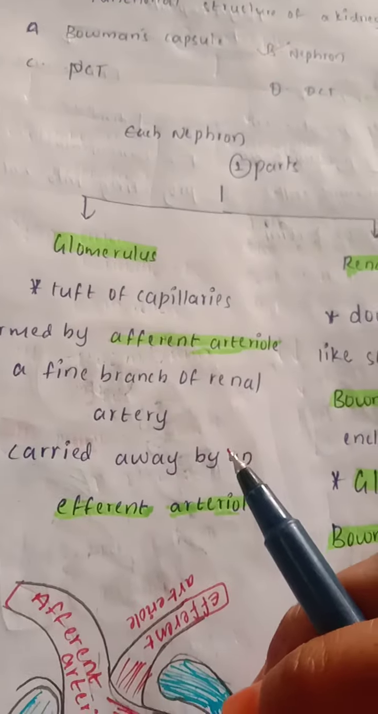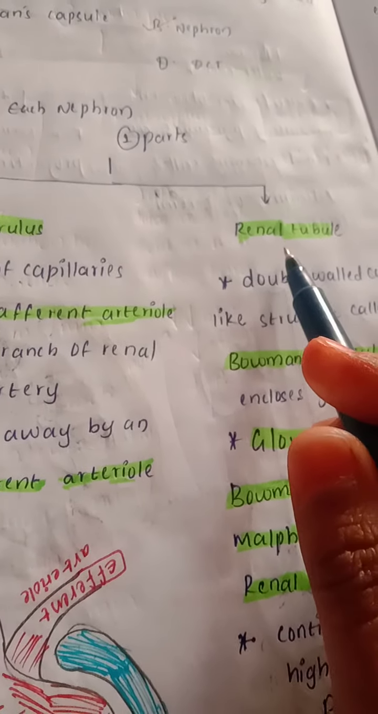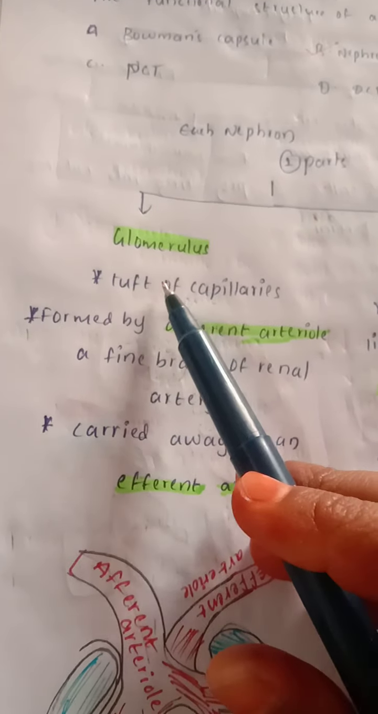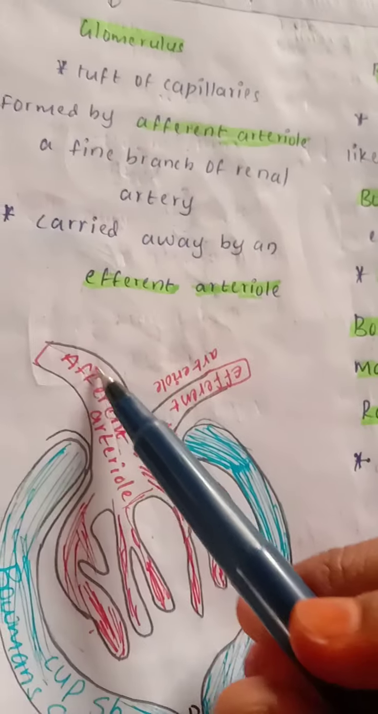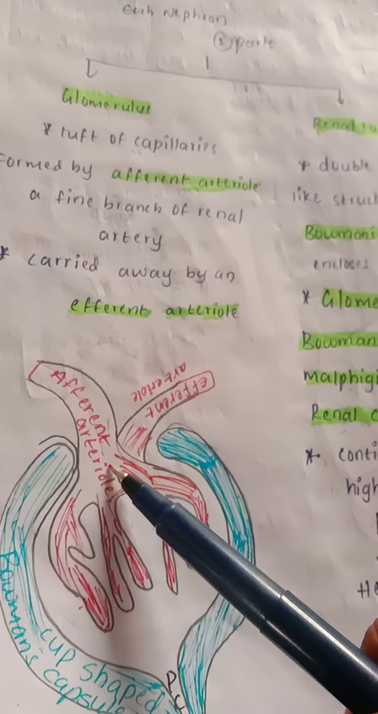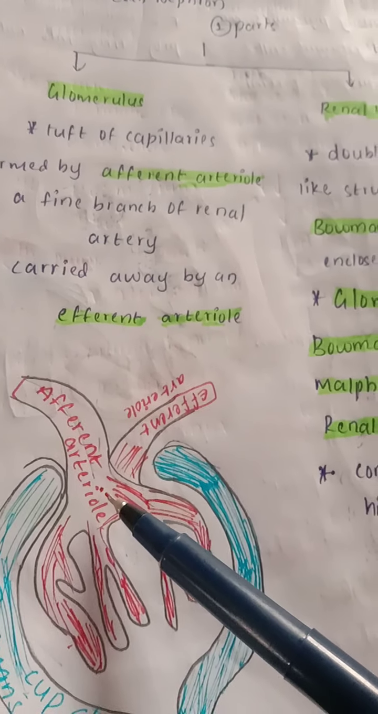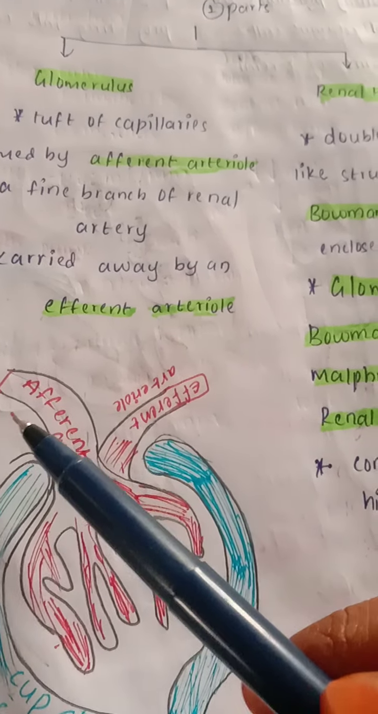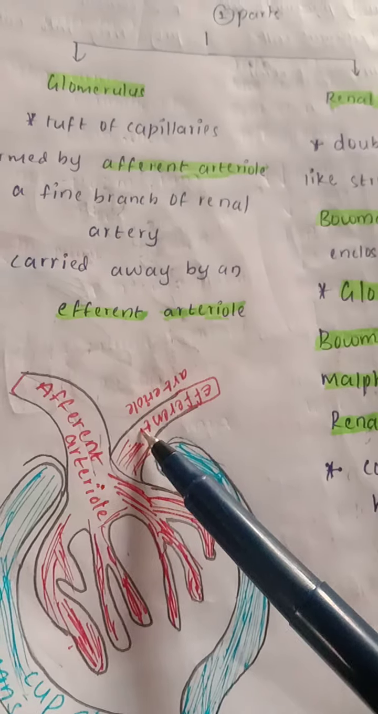Each nephron consists of two main parts: the glomerulus and the renal tubule. The glomerulus consists of a tuft of capillaries. It is formed by a fine branch of the renal artery, the afferent arteriole, and carried out by the efferent arteriole.